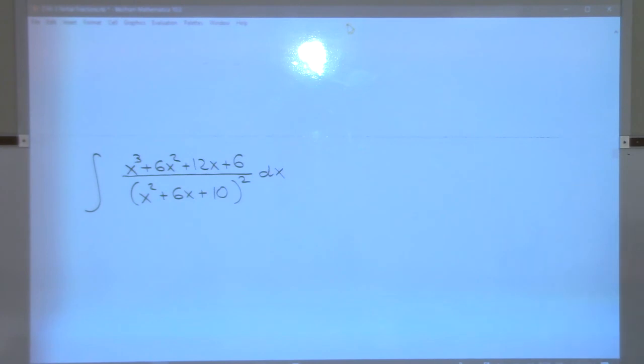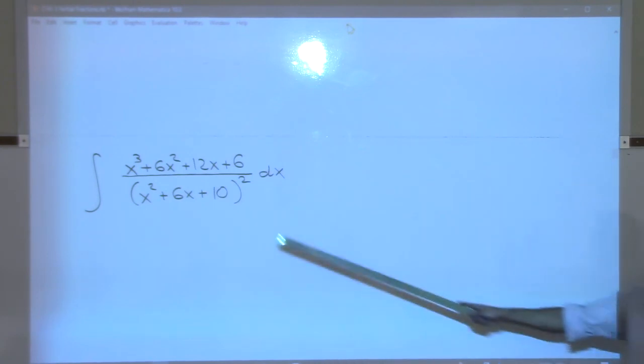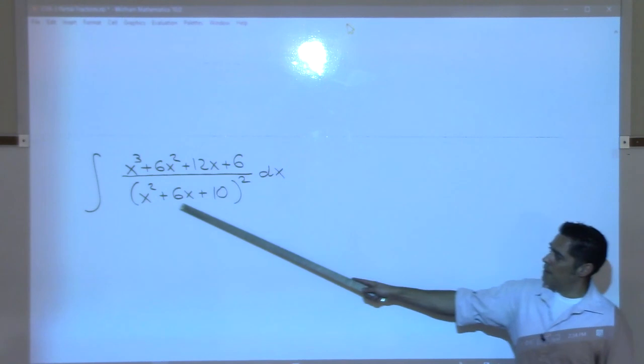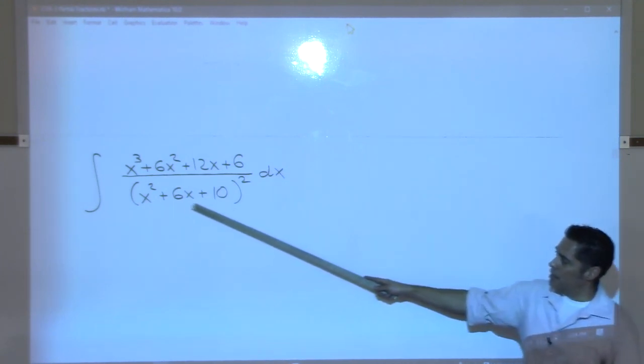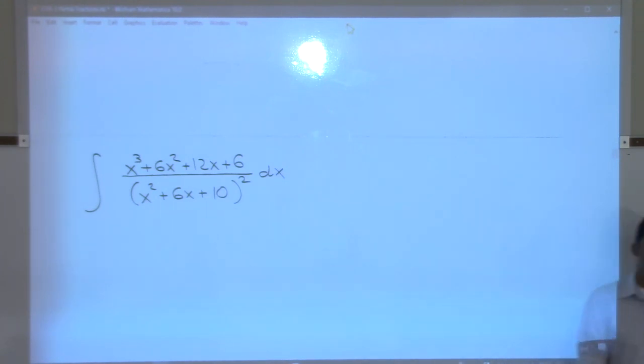Now I just need to see if I can factor that. So does this factor? Does that factor inside here? Factors of 10? 1 and 10, 2 and 5. You're not going to get a 6 out of that, right? So that's an irreducible quadratic, isn't it? Yeah. Okay, Shay, what do we do with irreducible quadratics?